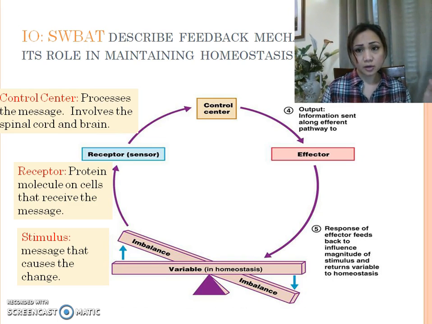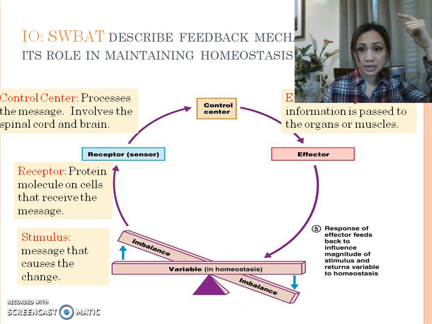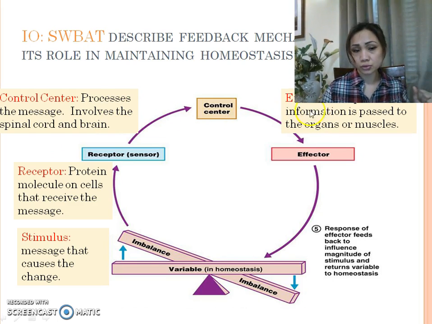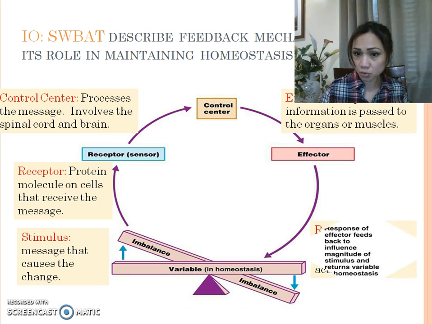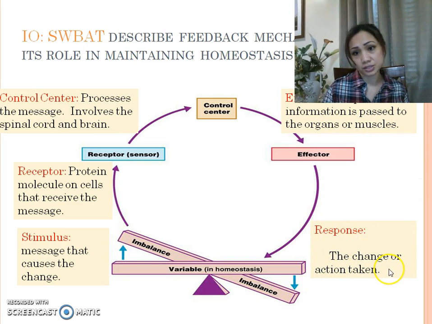Let's backtrack a little bit. The stimulus is the bright light received by the receptor in the eyes, and the message travels through the nerve cells to the control center, the spinal cord and the brain. The brain will process that information, and once it is processed, it will tap onto the fourth part of the feedback, which is the effector. Effectors are parts of the body. It could be a muscle, a gland, or any organ that will complete the process and give you the final step, which is the response.